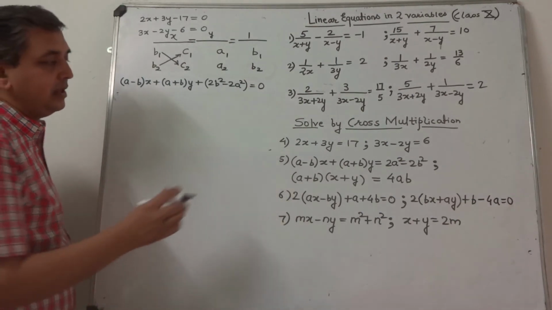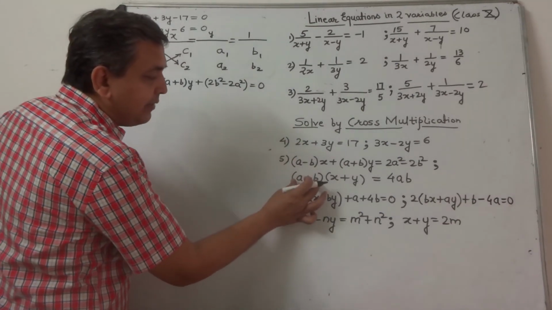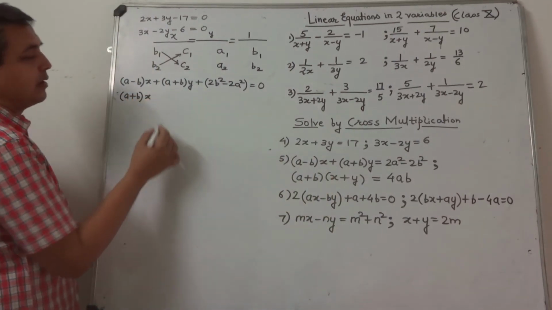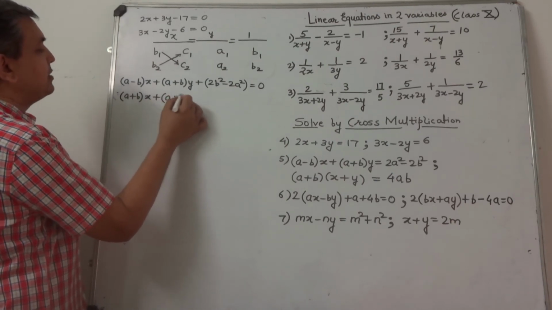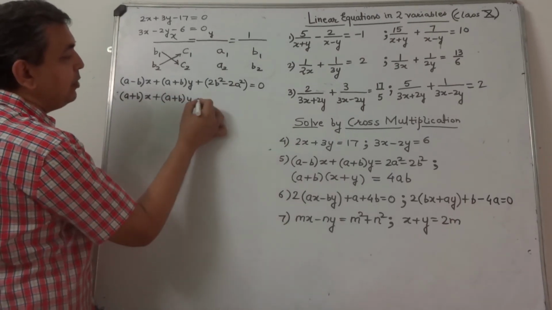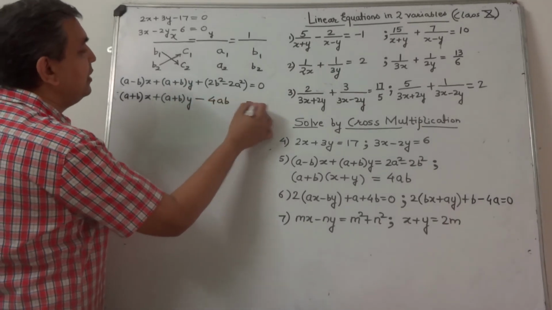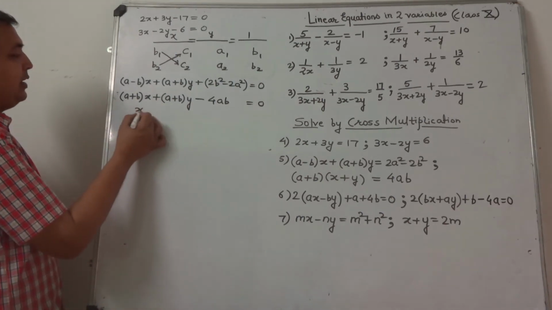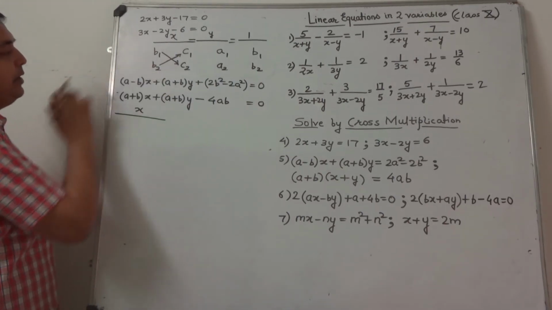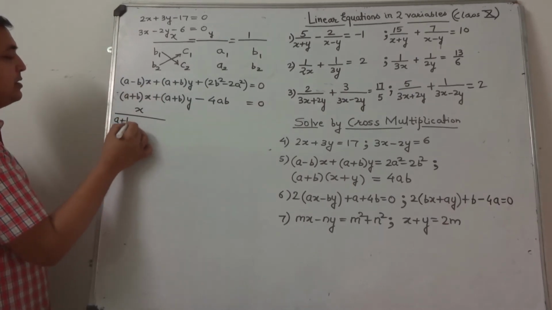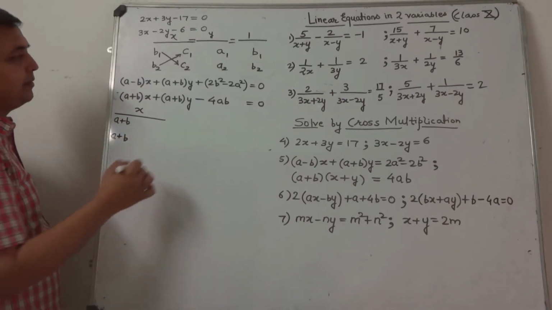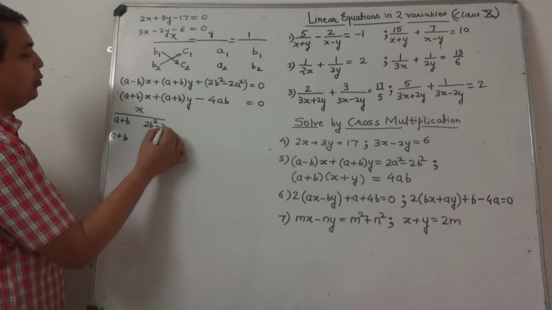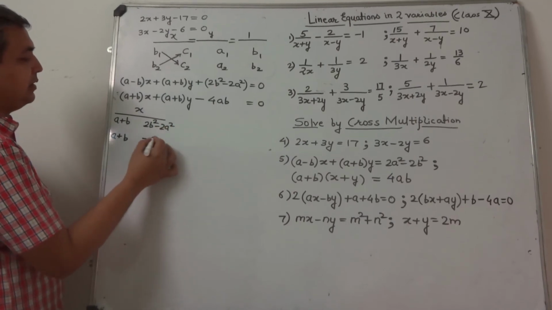The second equation, to get the terms of x and y, we can write (a plus b) into x plus (a plus b) into y. We take 4ab on the left hand side, so minus 4ab equal to 0. Now to solve this, we have to write x upon b1 b2, a plus b, c1 c2, 2b square minus 2a square, this is minus 4ab.